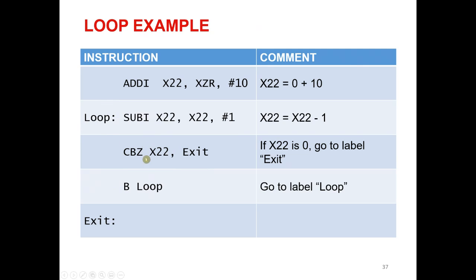So we will be doing a loop here, subtracting 1 from register 22. In the first iteration it will be 9, 8, 7, and so on, and at some point register 22 will be 0, and once it is 0, we will jump to label exit and we will finish this example. I give you some time to look at this example.